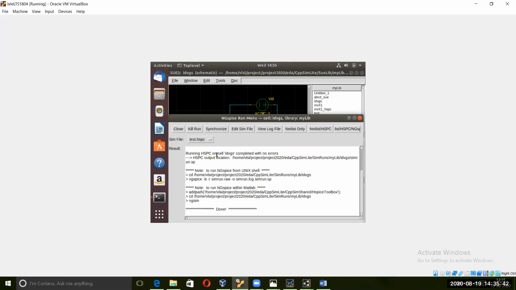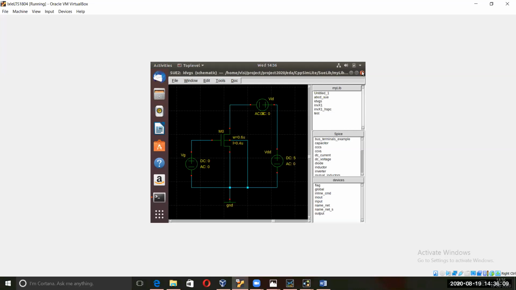If this run is completed, it will show you the message that running HSPC on the cell, your name of the file, without any error. This is the path name where you will find your Simran file. You will find it over here. For me it's in the Simran, then mylib, then IDS, then simran.st. I'll show you that.